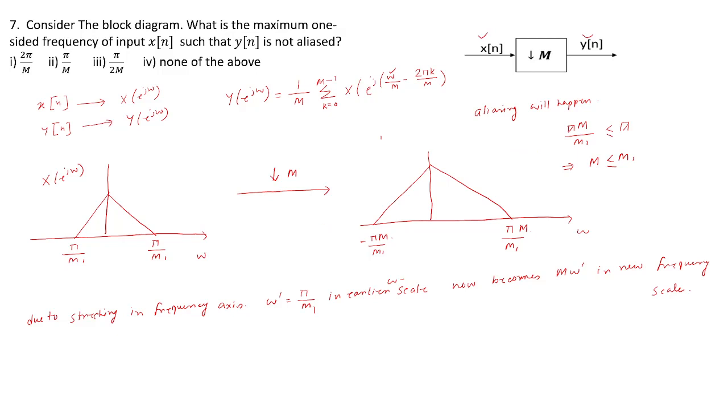So what is the maximum one-sided frequency? If M1 is greater than or equal to M, then max of pi over M1 for any arbitrary M1 is going to be pi over M, because it's inverse here. So M1 should take the least value to maximize this. What is the least value of M1 possible? M. So your maximum frequency is going to be pi by M. So your input sequence needs to be strictly band limited to pi by M to ensure aliasing doesn't happen.